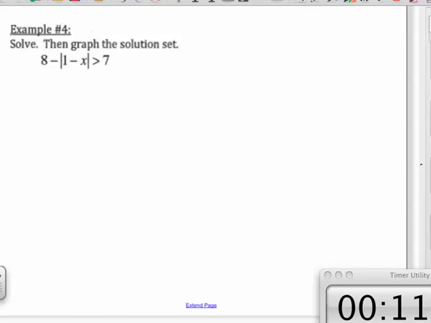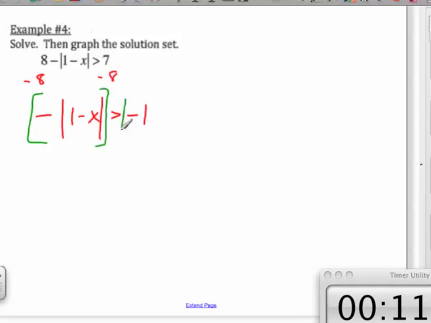All right, guys, example number 4 says solve, then graph the solution set. Gentlemen, here's a rule that we have to follow. I cannot solve anything with an absolute value sign like this until I get the absolute value by itself. So the first thing I'm going to do is subtract 8 from both sides, and now I have the opposite of the absolute value of 1 minus x is greater than negative 1. Then I need to multiply, because I can't have a negative outside of the absolute value, both sides by negative 1. Okay, that's going to have an effect, isn't it, Jack?